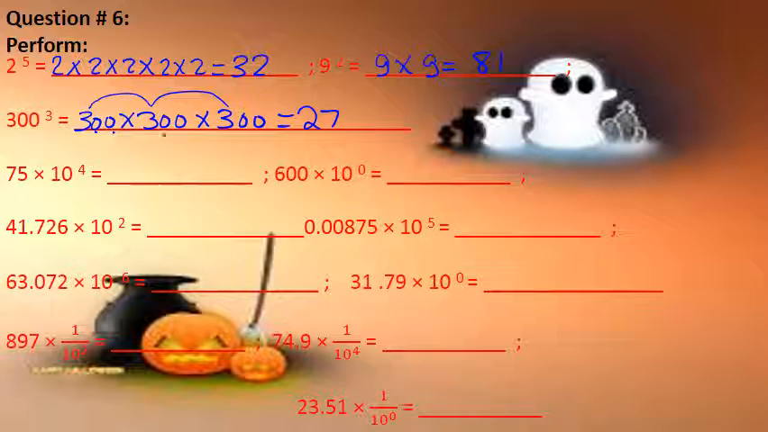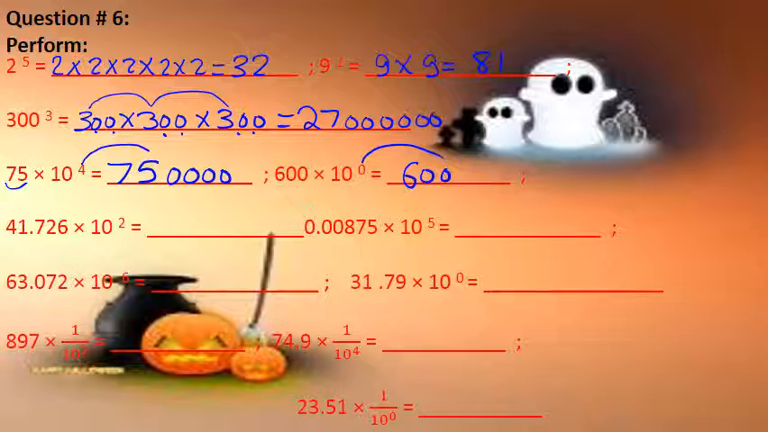Now we count the number of zeros. We can see that we have 6 zeros, 4, 5, 6 zeros. We add them. 75 times 10 to the power 4. If we multiply a whole number by a power of 10, the whole number stays as it is and we add zeros as the power. 600 times 10 to the power 0, the number stays as it is and we add 0 zeros, so no zeros.